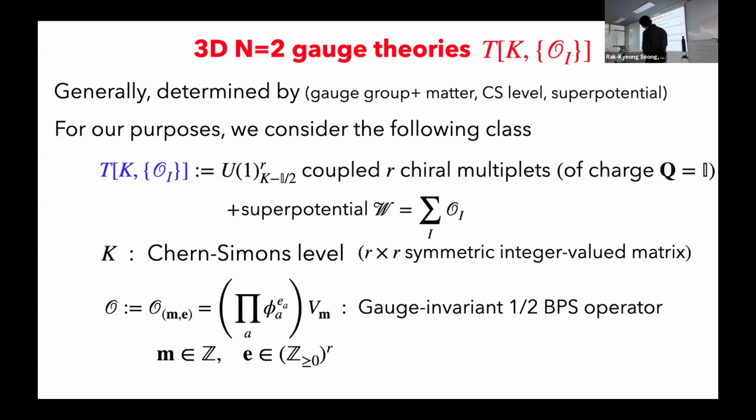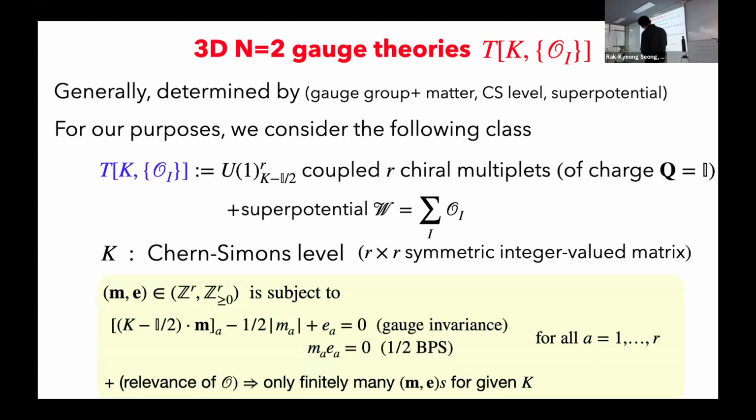Anyway, for given K, we can construct some gauge-invariant, holomorphic local operators labeled by M and E if M and E satisfy certain concrete relations, which are the gauge invariance conditions. For given K, there is a very concrete relation which M and E should satisfy. And further, we also need to require that this superpotential should be relevant. Then there are only finitely many choices of M and E for a given K. So in a sense, this theory is almost wholly determined by this simple data of the K matrix.